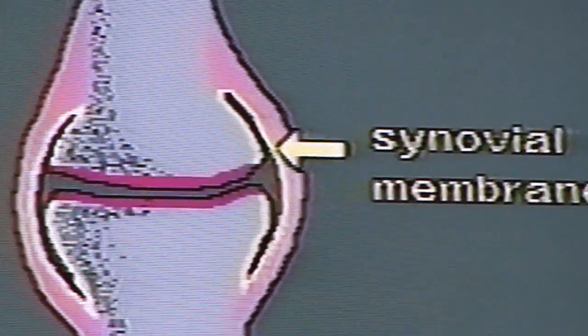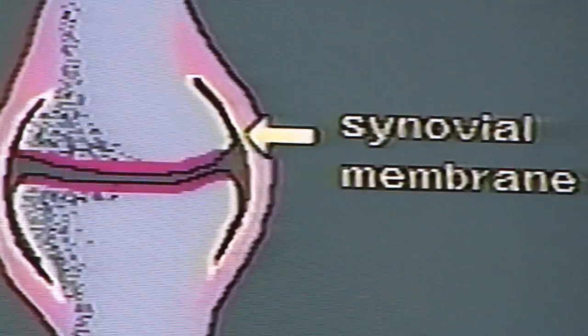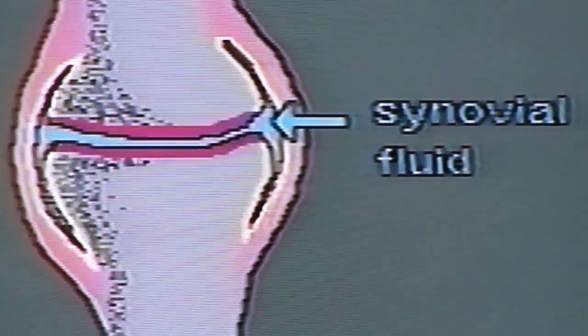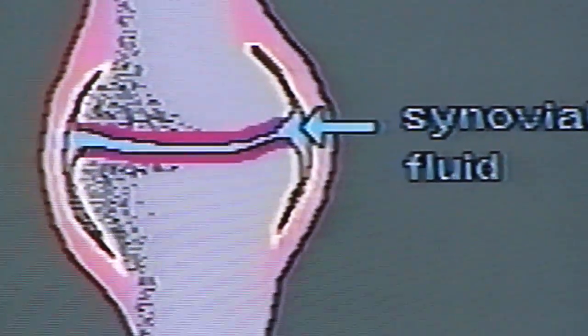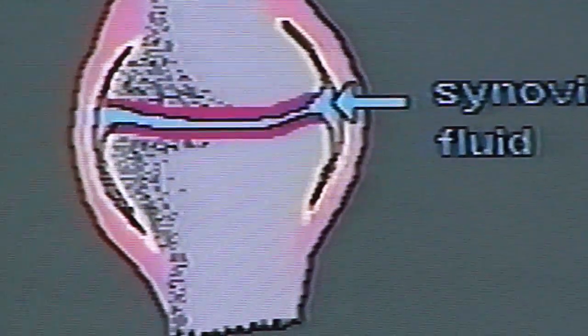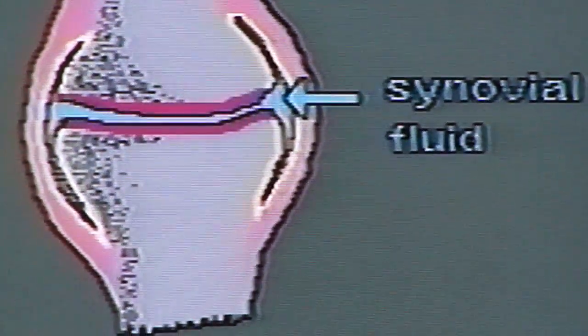This capsule is lined by the thin synovial membrane, which also covers the ends of the bones, but does not extend over the articular cartilages. The joint cavity is filled with synovial fluid, which originates from the synovial membrane. This synovial fluid plays a role in the nourishment of the avascular articular cartilage and is also believed to act as a lubricant during movement at the joint.